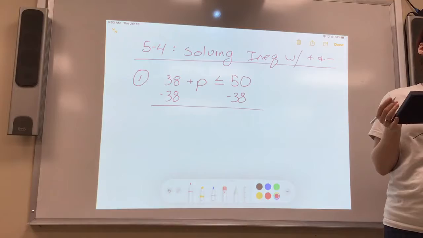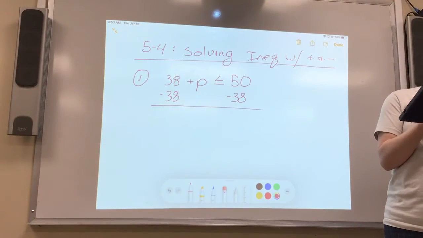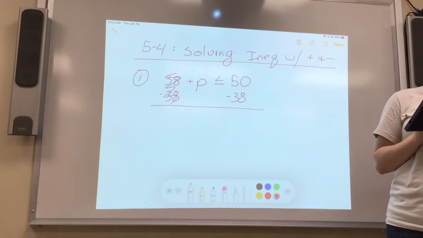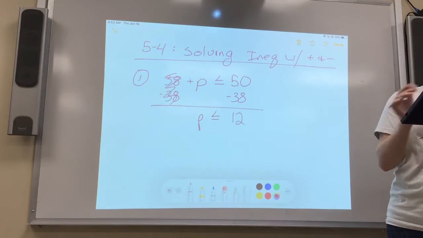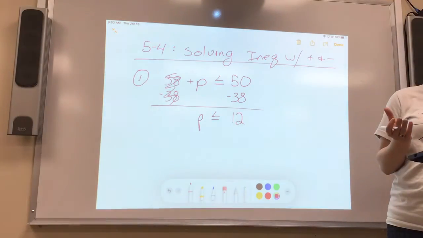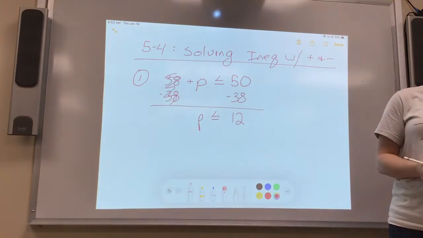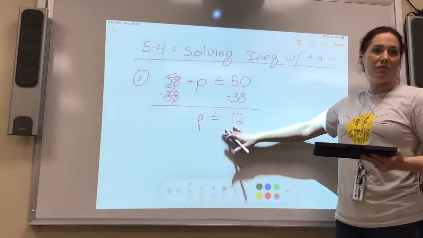Okay, so that goes away. P is less than or equal to 12. Now, we knew this because of the word problem. We already knew it was going to be 12 pounds or under because we were talking about the weight of luggage and we can figure that out. But this is the proof on how to figure out the math behind that.